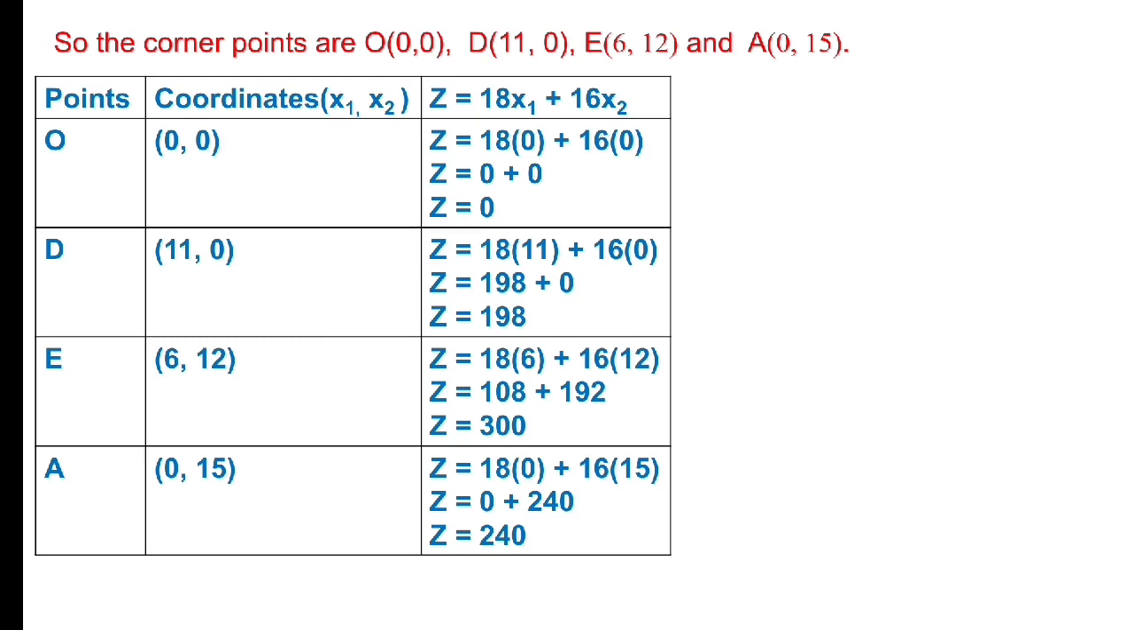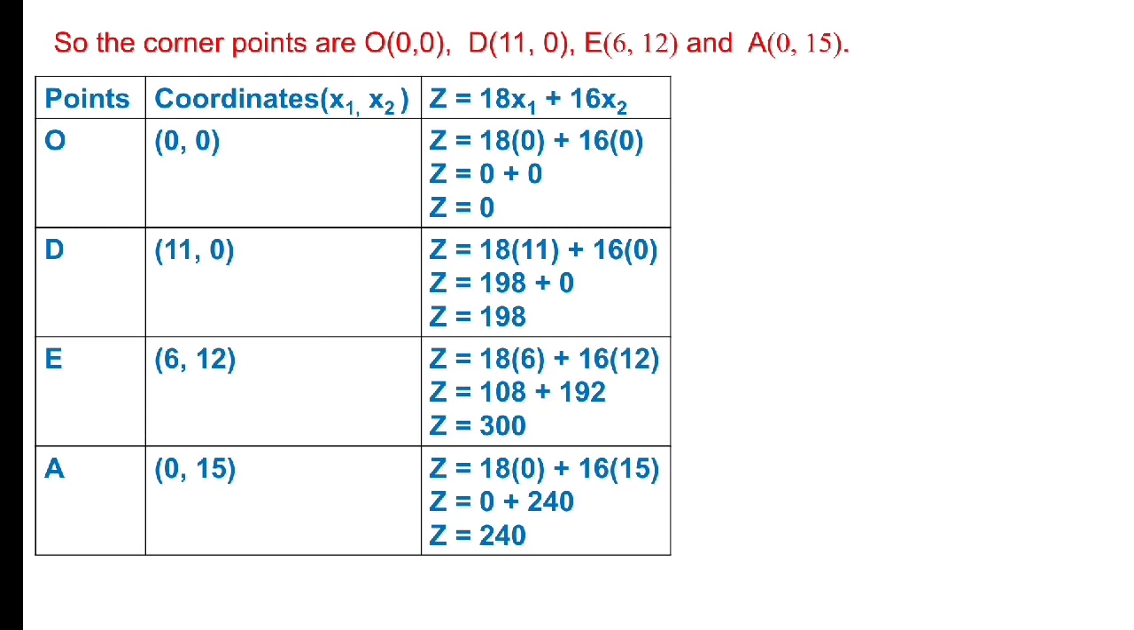O value 0, 0, that is origin. Substitute in that: 18 into 0 plus 16 into 0, 0 plus 0, we get totally 0. D, in place of x1 and x2, x1 equal to 11, x2 equal to 0. Z equal to 18 into 11 plus 16 into 0. 18 into 11 is 198, 16 into 0 is 0. So 198 plus 0 equal to 198.